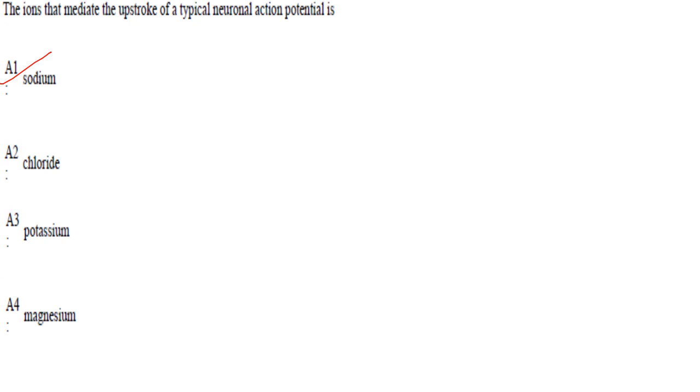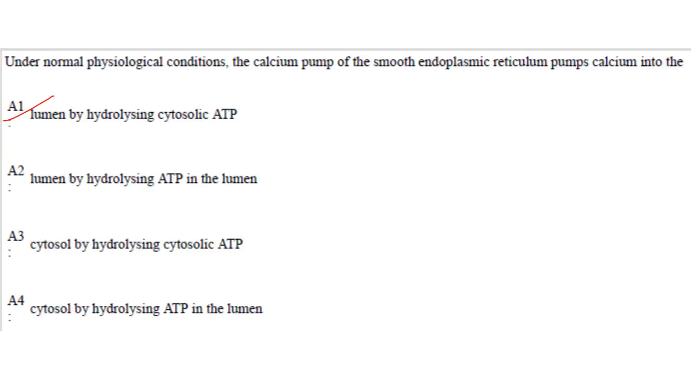Then next one. The ion that mediates the upstroke of a typical neuronal action potential is sodium, because the rapid depolarization or the upstroke of the neuronal action potential occurs as a result of opening of the voltage gated sodium channels. So the answer here is option 1. Under normal physiological conditions, the calcium pump of the smooth endoplasmic reticulum pumps calcium into the lumen by hydrolyzing cytosolic ATP. Option 1 is correct. Next one.